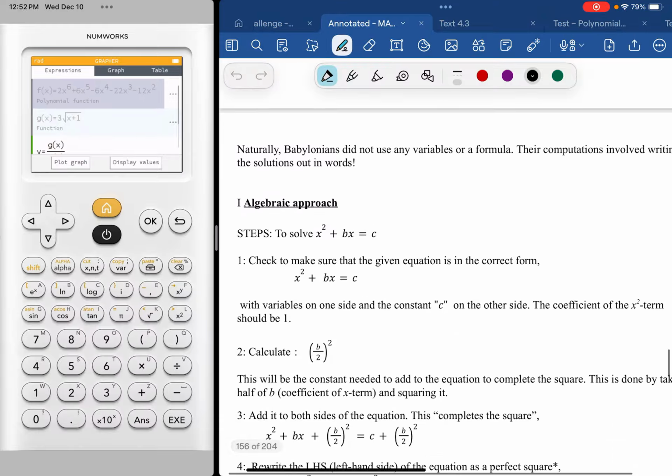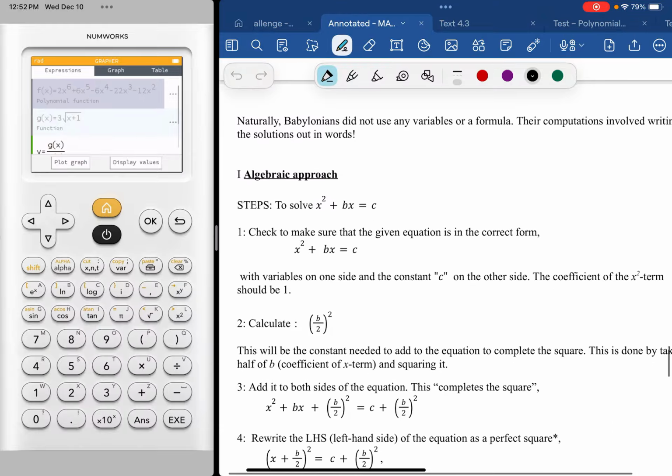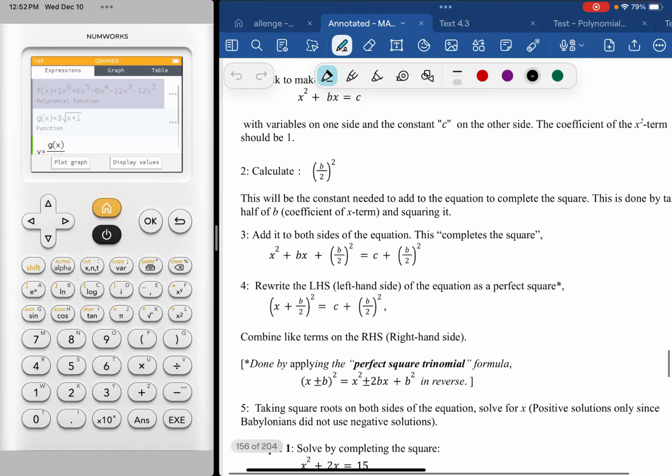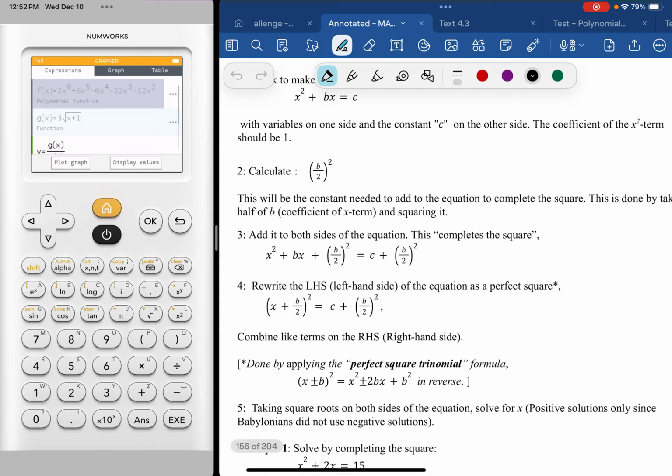To solve, the first thing you do, assuming it's in the right form, is calculate b over 2 squared. If it's not in the appropriate form, then put it in the appropriate form first. Once you calculate that b over 2 squared, you add it to both sides. You factor the left-hand side and simplify the right-hand side. The factors will follow this relationship.